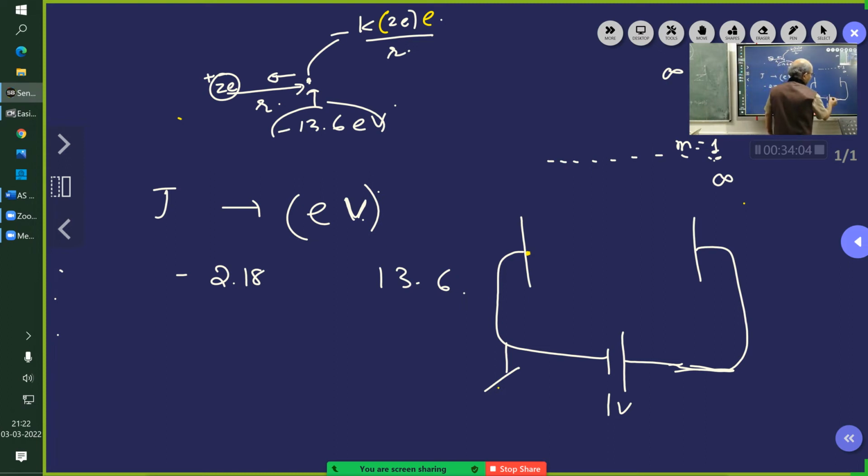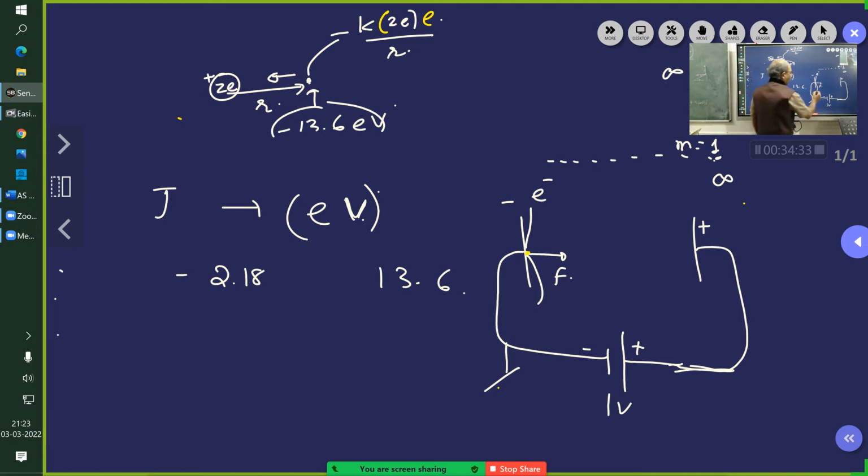See, this plate is plus and this is minus. So this plate is positive, and the electron, as you know, is negative. Therefore, this electron will start getting attracted towards the positive plate. That means there is a force acting on the electron. And due to this force, what happens to this electron?